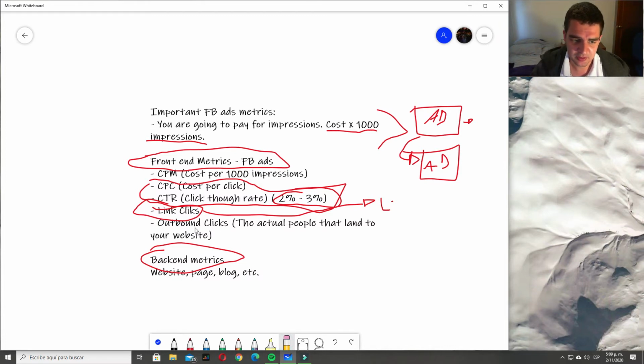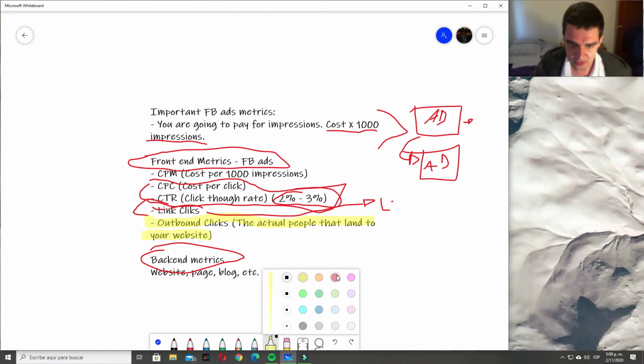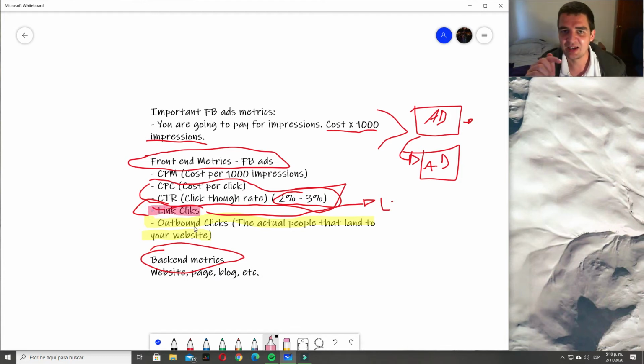Another metric you need to understand is outbound clicks. What is this? It is how many people actually land on your website. So this is not the same, and I'm going to highlight it here, this is not the same as link clicks. People can click on the link and they may not actually go to your website. They may stay in the video, they may just click by mistake, or they click and the website takes too long to load, so people go away, or they click and in an instant they change their mind, so they go back.